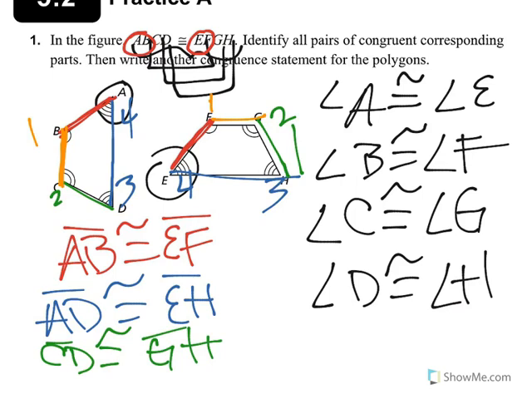Okay, so BC is congruent to FG. Okay, and then the last part, we needed to write a different congruent statement.